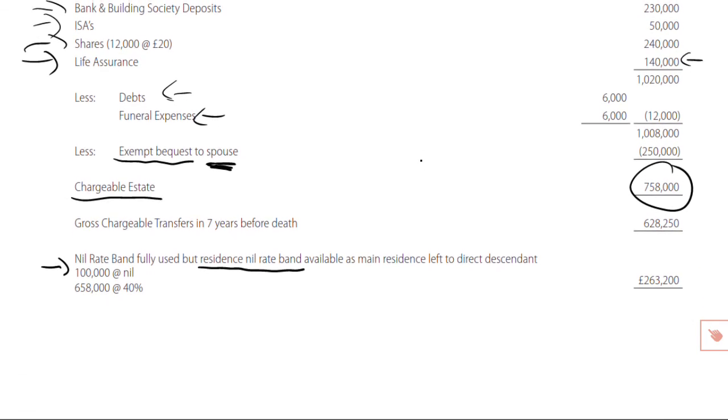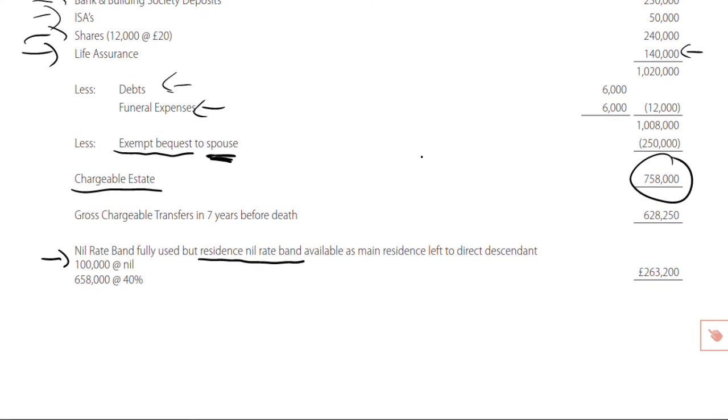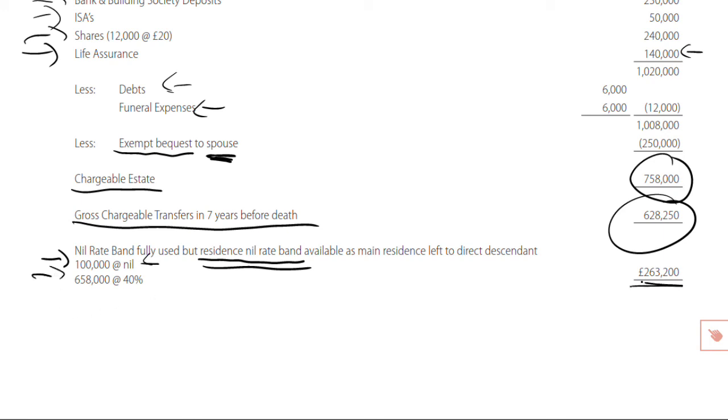£758,000. Does that benefit from any nil rate band? Well, no, because the gross chargeable transfers in the 7 years before death, if you went back to that computation, the exact amount there doesn't really matter. The point is that 628,250 is a lot more than 325,000, meaning that none of the nil rate band was available. What is available, of course, as we've already said, is the residence nil rate band. That's 100,000 there at nil, leaving 658 to be taxed at 40%.